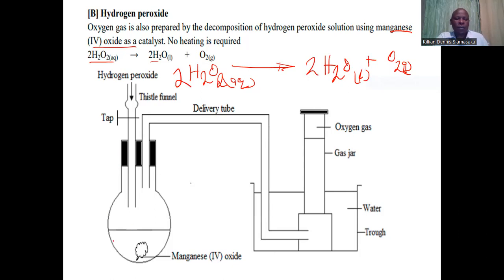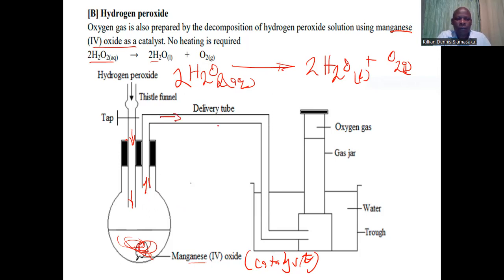So here, in the flat bottom flask, you put manganese(IV) oxide, and the liquid hydrogen peroxide drips through the funnel to react with the manganese(IV) oxide, which is merely the catalyst. So this one is the catalyst, and you know that a catalyst just reduces the activation energy.